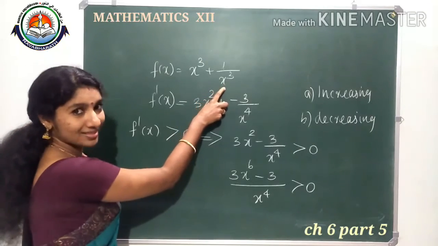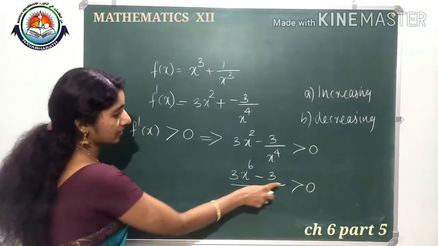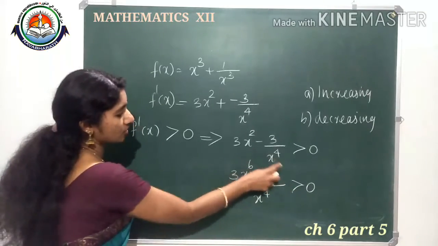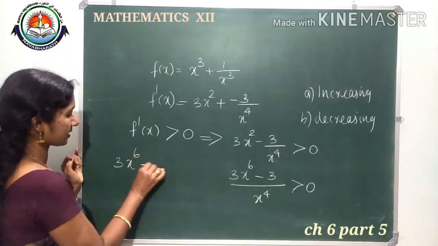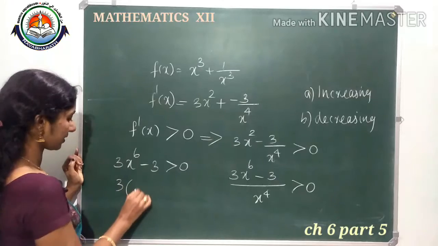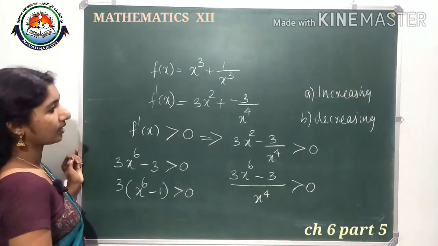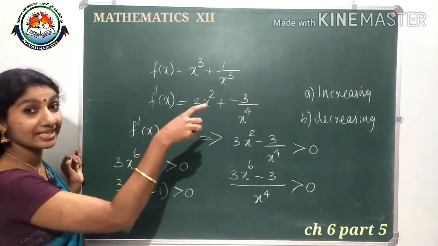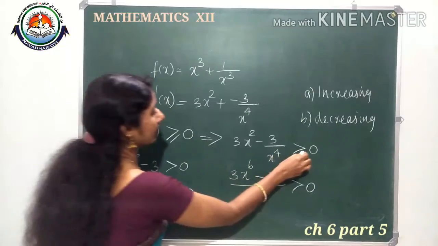Here x is in the denominator, no, so x will not be 0. So x is not equal to 0, and to get this quantity greater than 0, this numerator should be greater than 0. So we can write 3x raised to 6 minus 3 greater than 0. 3 we can take common factor, x raised to 6 minus 1 greater than 0. Not only greater than, it is given increasing. For strictly increasing only we will put greater than only. It is greater than or equal to 0.